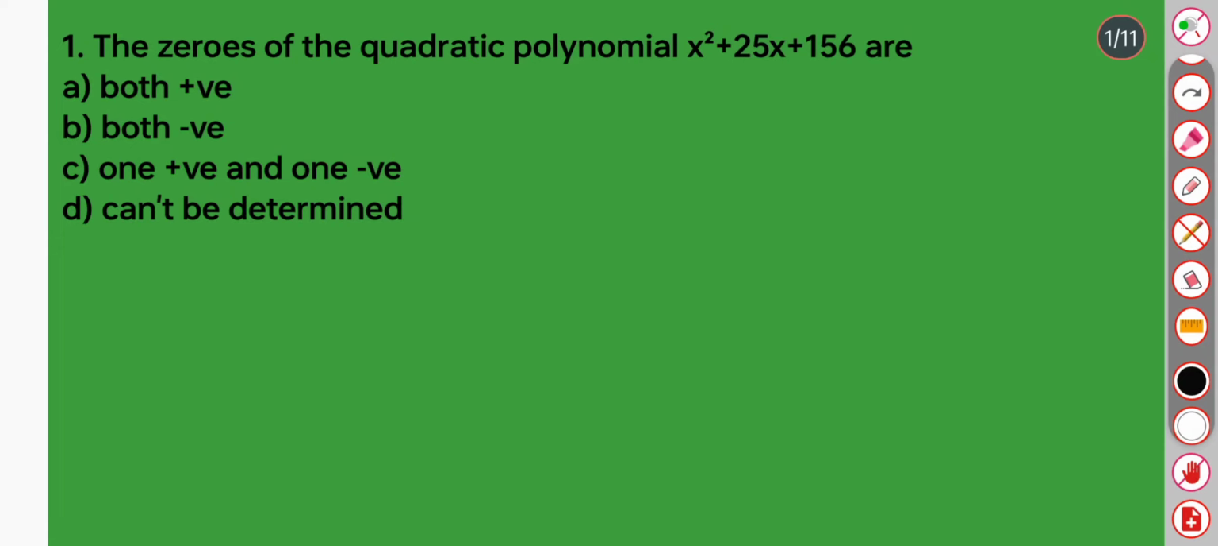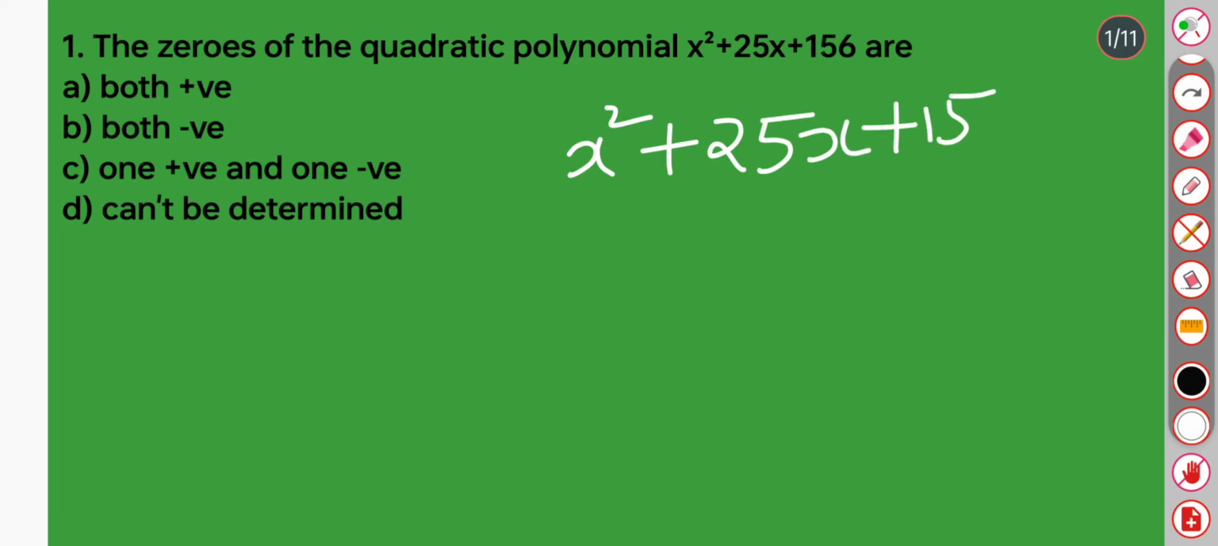So first question, what is given? You see the zeros of the quadratic polynomial x square plus 25x plus 156 are: option A, both positive; option B, both negative; C, one positive and one negative; and option D, can't be determined. So let's see. Our equation is given: x square plus 25x plus 156.